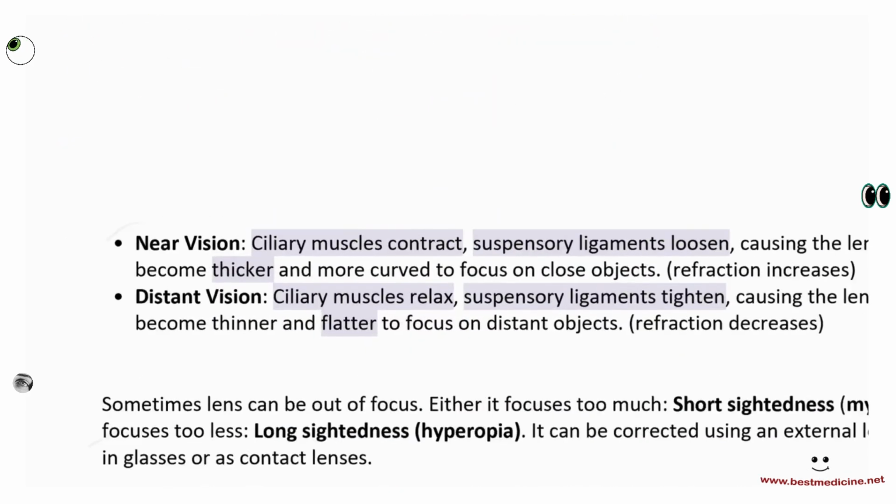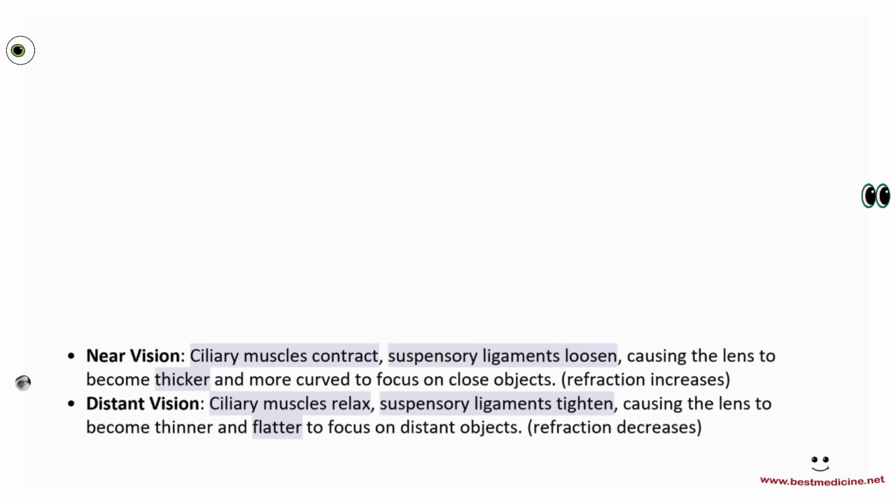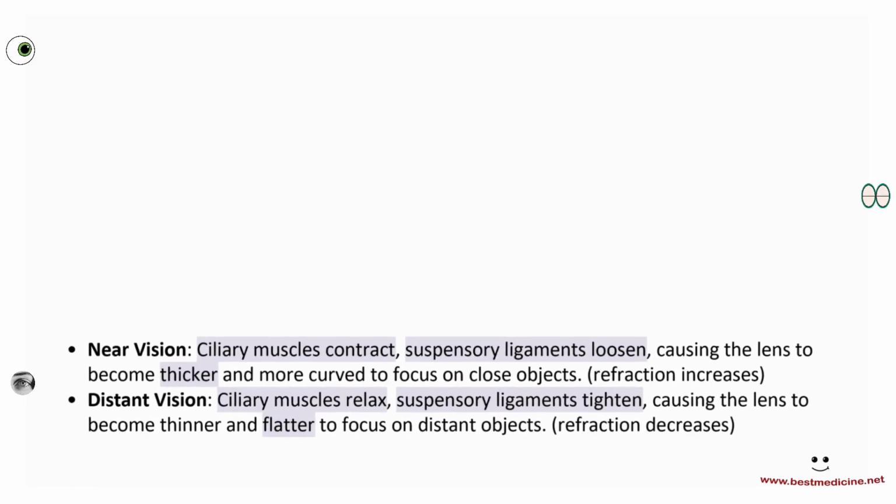So let's read this in your notes. Near vision is when you're trying to look at a near object and the ciliary muscles will contract. When the ciliary muscles contract, they move inwards. Suspensory ligaments will loosen, decreasing the tension, causing the lens to become thicker. This means there is a greater refraction, which causes the light rays to bend more to be focused onto the retina. If you're looking at a faraway object for distant vision, the ciliary muscles will relax, the suspensory ligaments will tighten, causing the lens to become thinner and flatter to focus on distant objects, because you want to decrease the tension there.